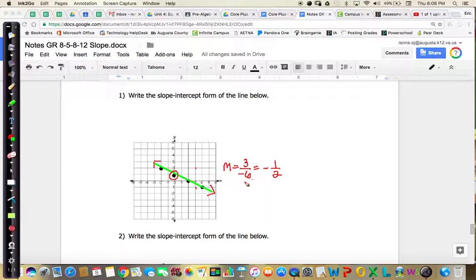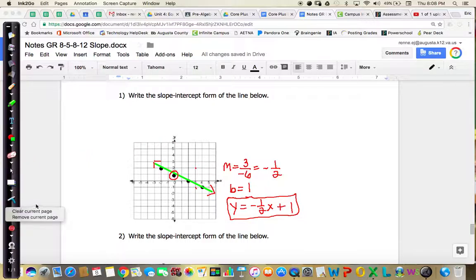Now, my y-intercept is 1. So remember the slope-intercept form. I write b equals 1. And now I put the 2 together to write my slope-intercept form. So y equals negative 1/2 x plus 1. And I'm going to box it in so that this answer stands out.